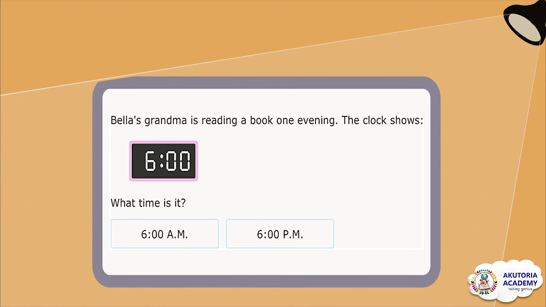Bella's grandma is reading a book one evening. The clock shows 6 o'clock. What time is it? Is it 6 a.m. or 6 p.m.? Correct. It's 6 p.m. because the question says evening, and 6 p.m. is evening, while 6 a.m. talks about the early hours of the day.